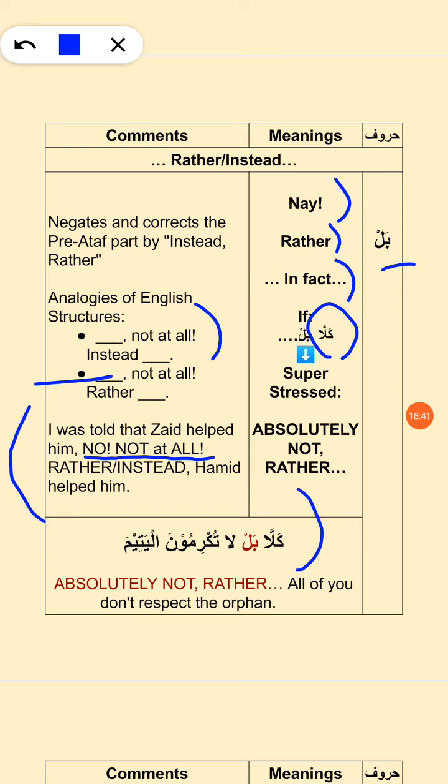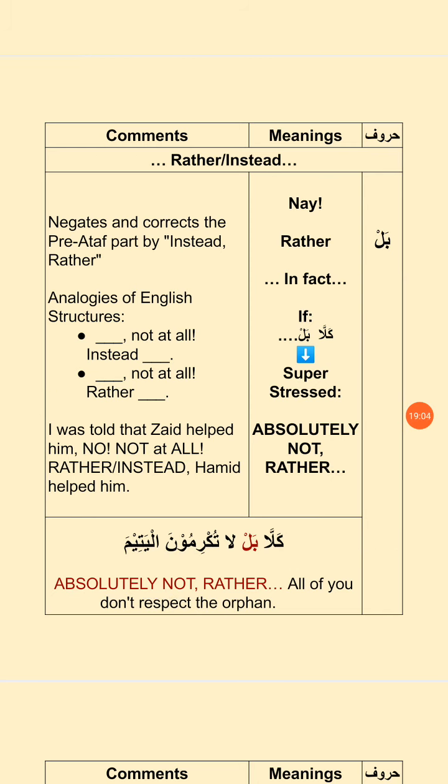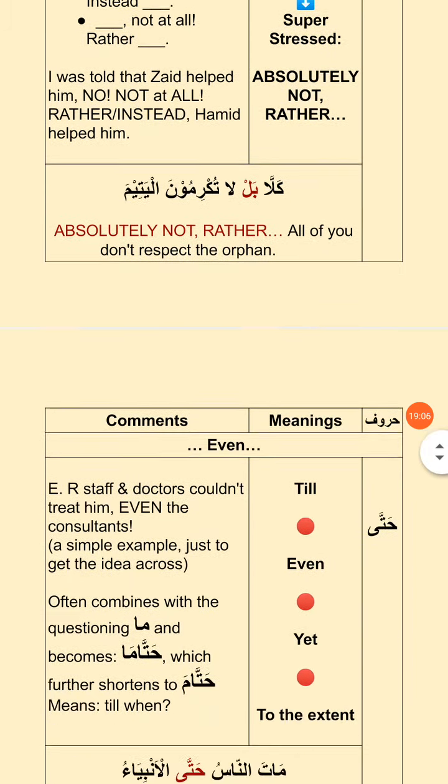Kalla bal la tukrimunal yatima. Absolutely not. Rather, all of you don't respect the orphan. Okay, so there has to be some preceding information over here, but it's not mentioned here. And that's the sentence, or that's the portion that is being negated over here. Okay, I hope that this is also clear.